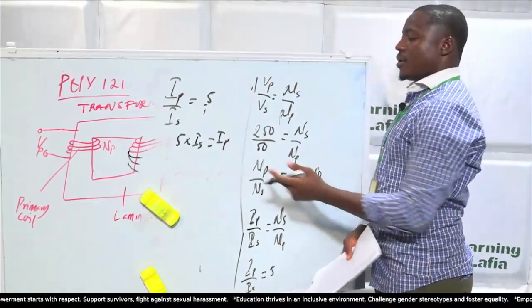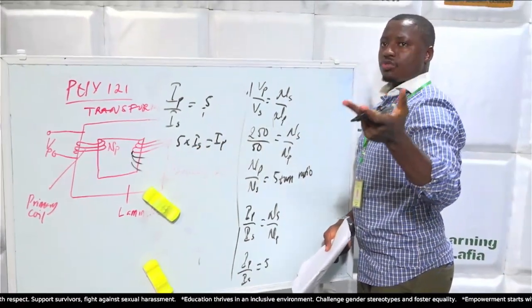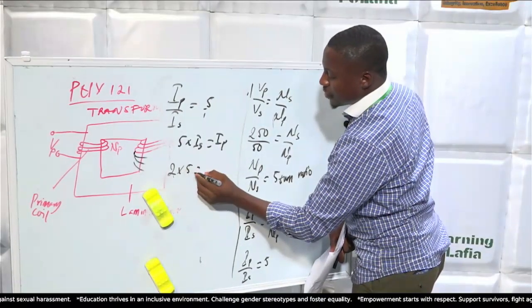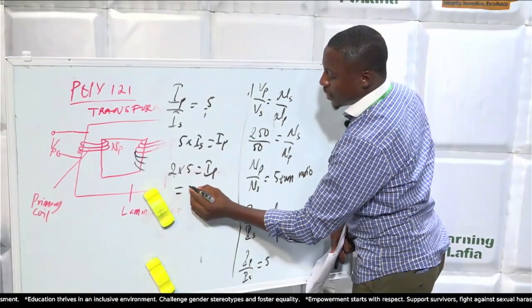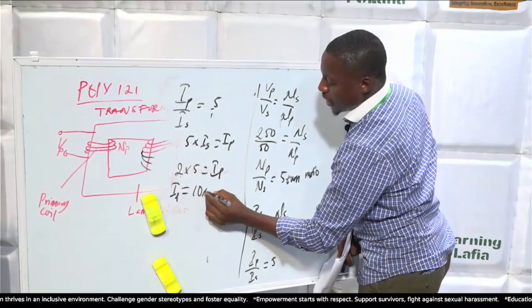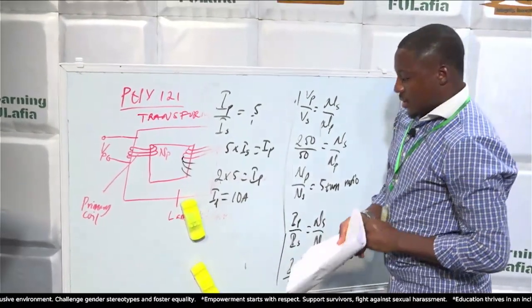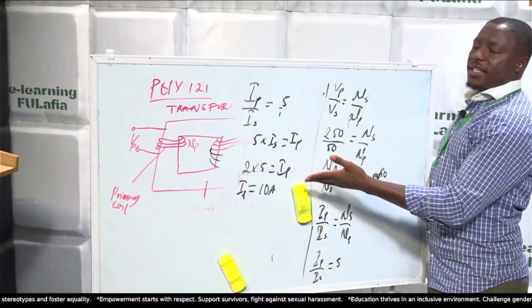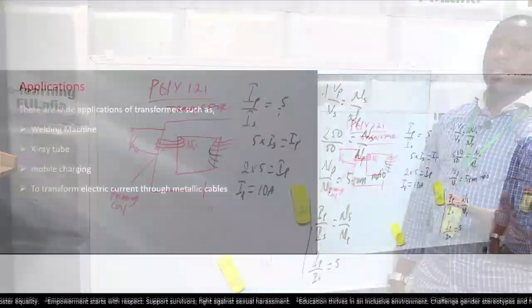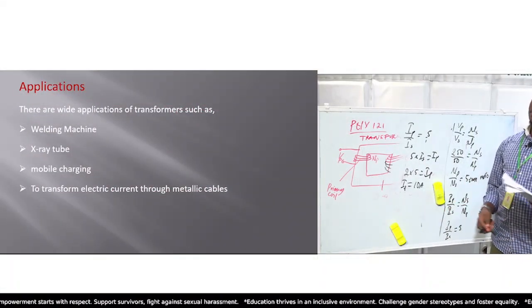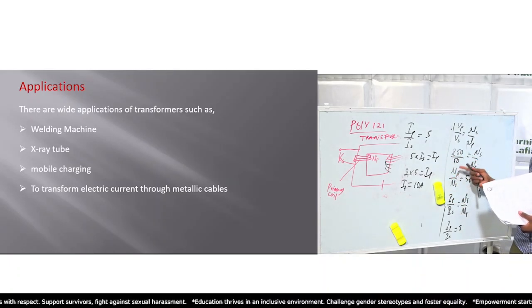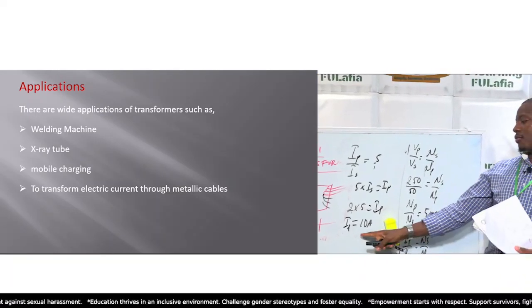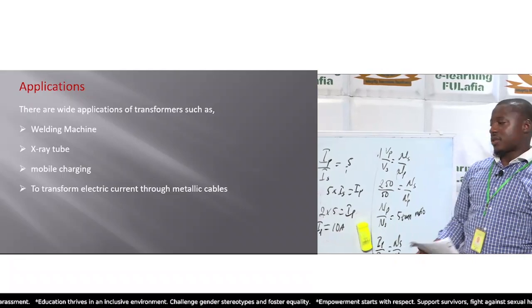Now, remember, our IS has been given to us to be 2 amperes. Therefore, 2 times 5 is equal to IP, and this will give you IP equal to 10 amperes. This is the current you have in the primary. What this tells you is that this is a step-down transformer, because a step-down transformer has a higher current in the primary, and also in a step-down transformer, the number of turns in the primary is higher than in the secondary. So that's how you get to know that, of course, this is a step-down transformer.